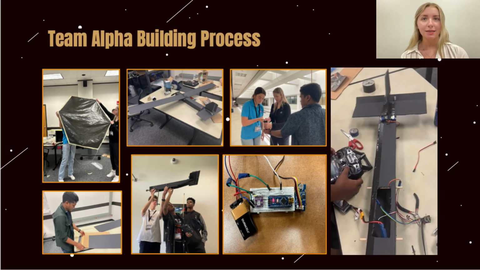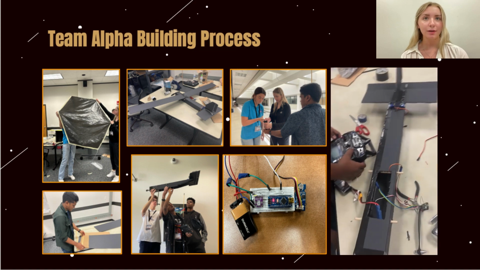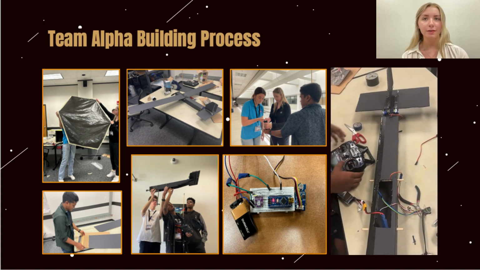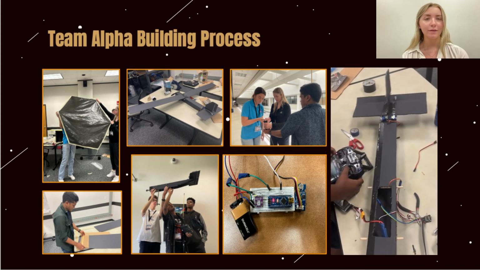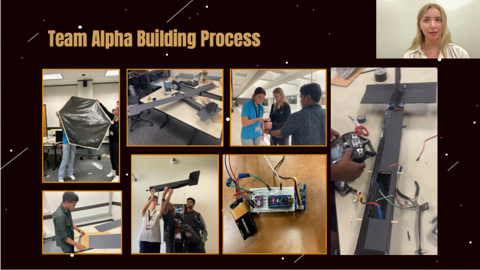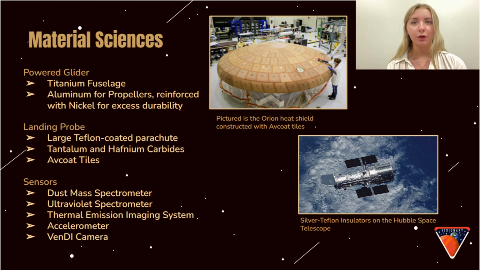As mentioned, Team Alpha constructed a prototype glider, probe, and parachute over the course of several days using a variety of materials such as foam board, foam sheets, string, and trash bags. Although our EDL model primarily consisted of makeshift materials like duct tape or foam board, the actual spacecraft for Venus will be composed of more sophisticated resources.